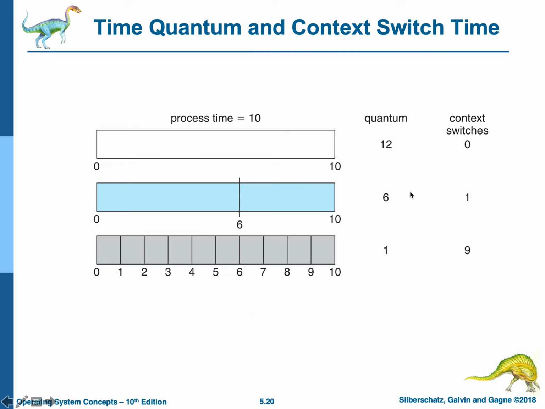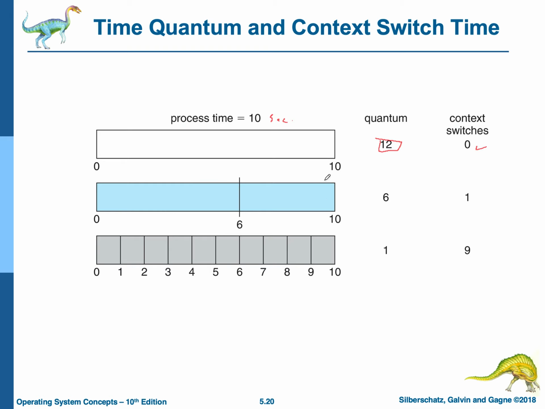And if a process needs maybe 10 seconds of time units, and the quantum time is 12, then there is no context switching.